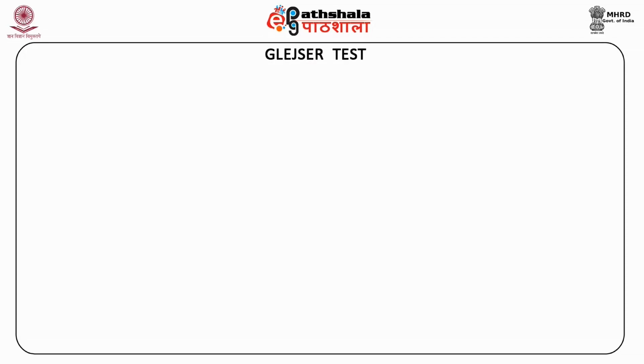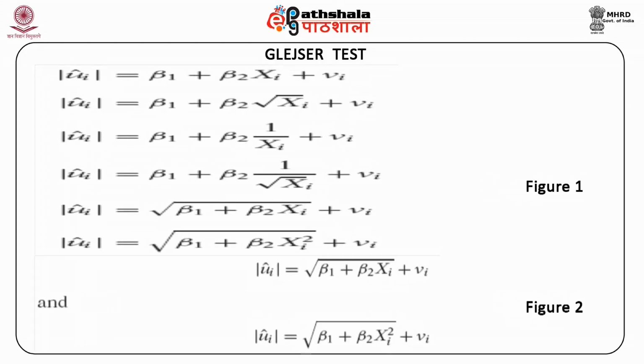After obtaining the residuals ui hat from the OLS regression, the Glejser test advises to regress the absolute values of ui hat on the X variable that is assumed to be closely associated with sigma i squared. They use the following functional forms as shown in the above figures 1 and 2, where Vi is the error term.